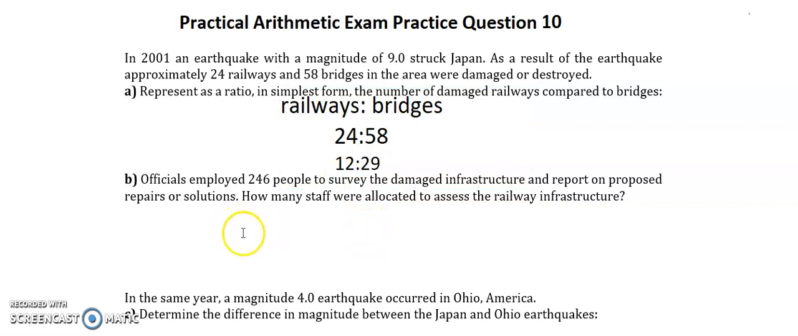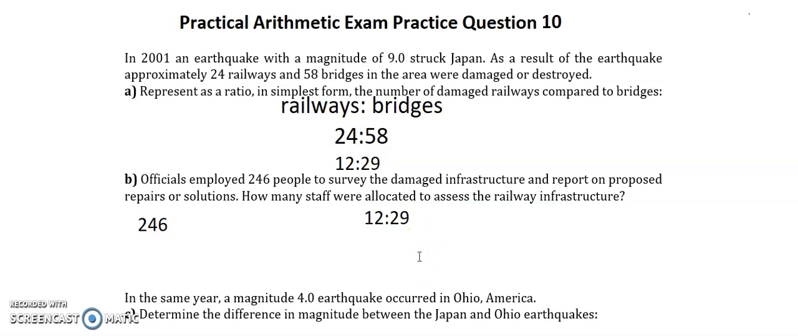Now, Part B states officials employed 246 people to survey the damaged infrastructure and report on proposed repairs or solutions. How many staff were allocated to assess the railway infrastructure? So the first thing I want us to think about is this is like us having money and spreading it out between the ratio. Same thing, but it's just with employees. So to start off, I know we've got 246 employees. I know my ratio is 12 to 29.